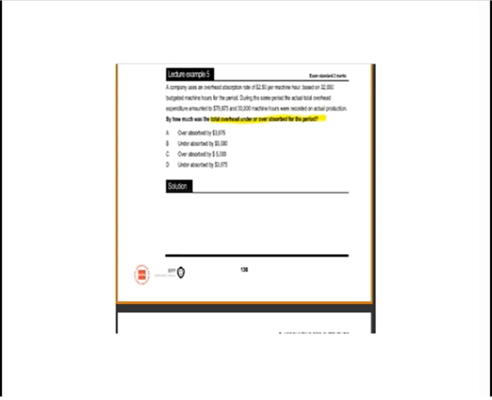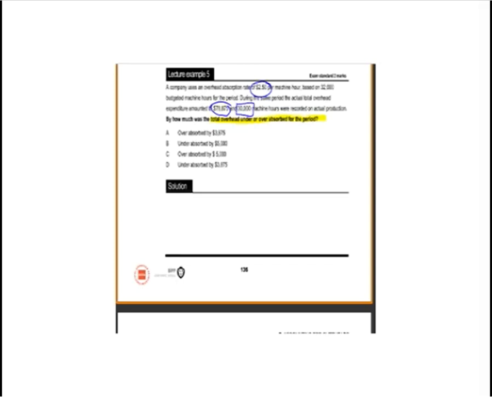A company uses an overhead absorption rate of $2.50 per machine hour, so we do need that information to work out our overhead absorbed. That was based on 32,000 budgeted machine hours for the period. And during the same period, the actual total overhead expenditure, so in other words our actual costs, were 78,875, and our actual number of hours were 30,000.